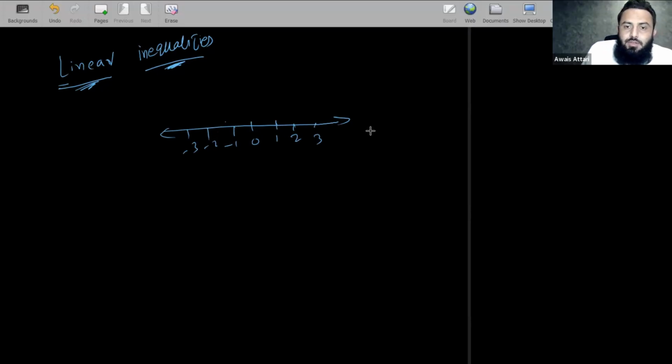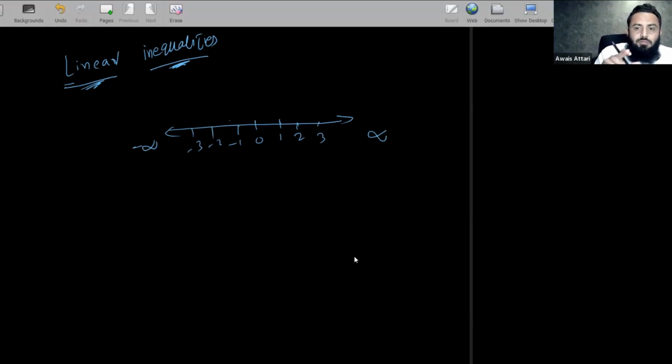On the right side, we have numbers up to positive infinity. On the left side, we have negative infinity. For example, we're going to choose a specific portion on the number line. And keep in mind, number line means all the real numbers. What does it mean by real numbers?